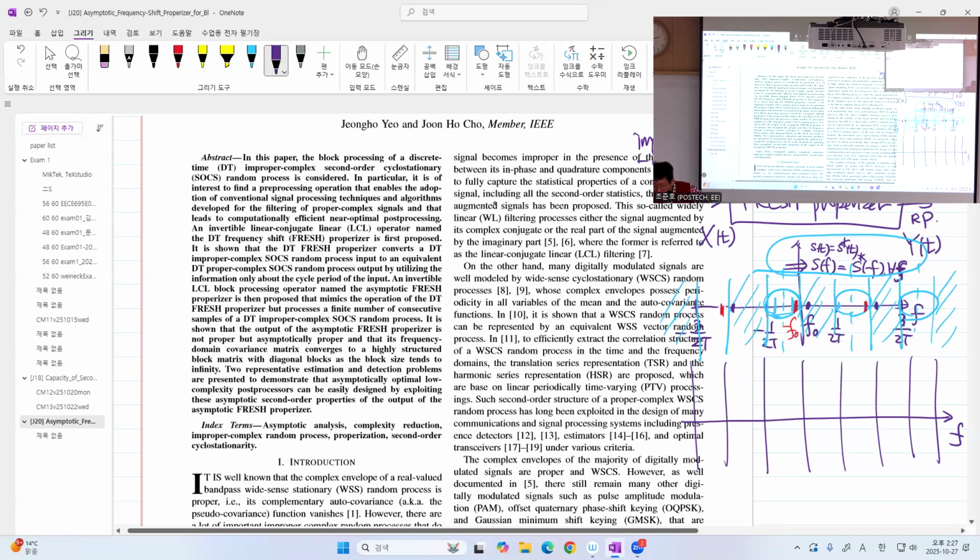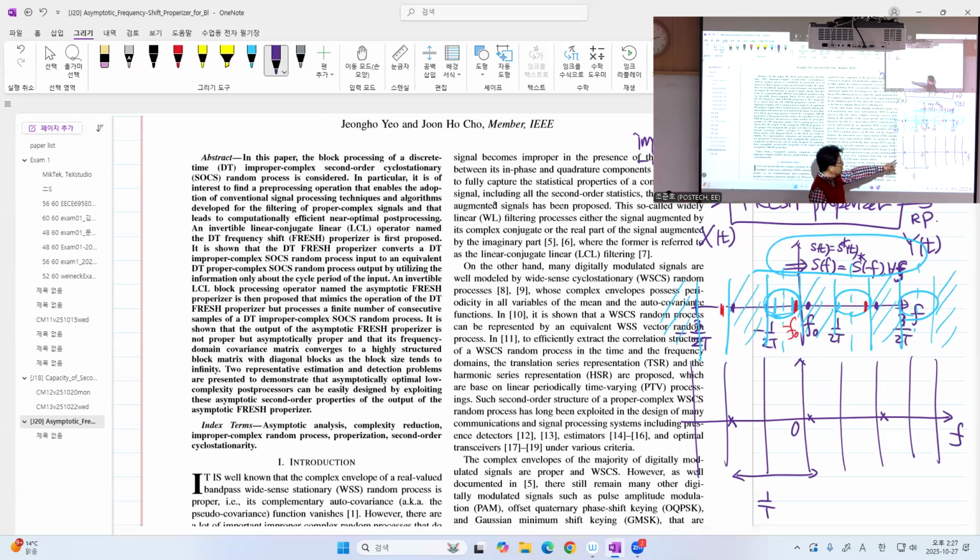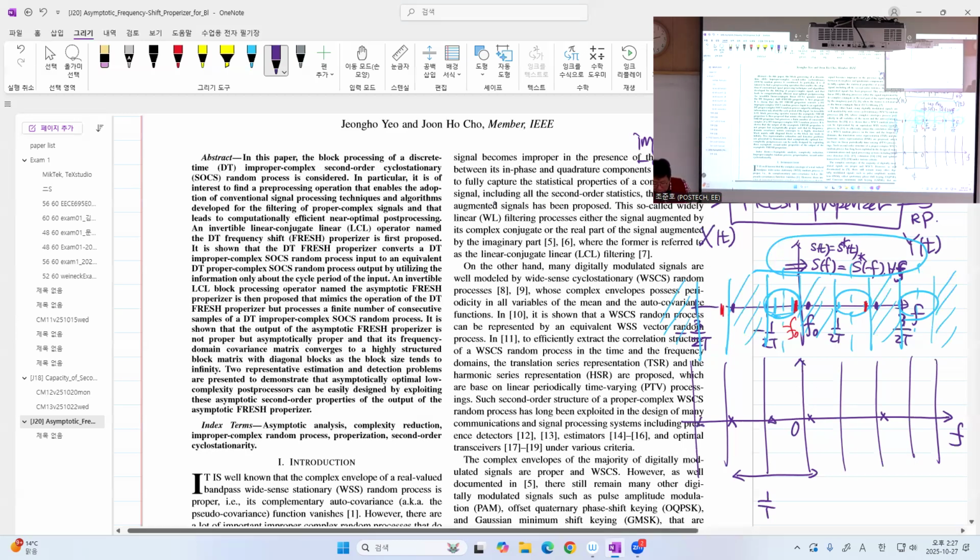So before, the frequency components here and here and here were correlated, and they were 1 over T hertz apart, right? And also, you had the spectral correlation with this and that one. Now, this component is moved to here, and this way, you can show that you have correlated components at the output of the FRESH properizer. Now you have what? 1 over 2T. What does that mean?